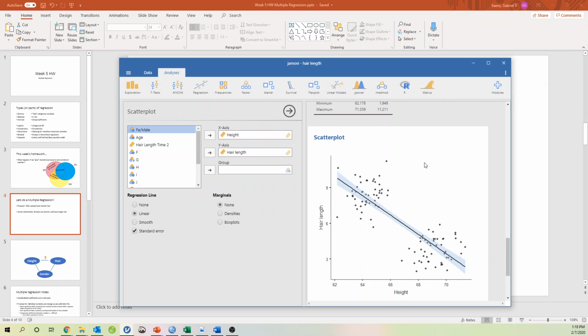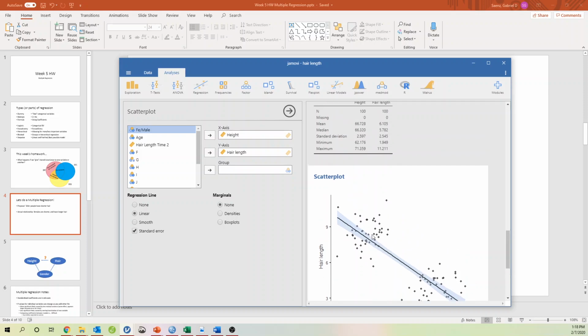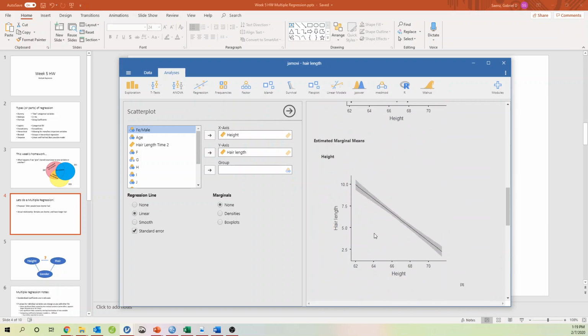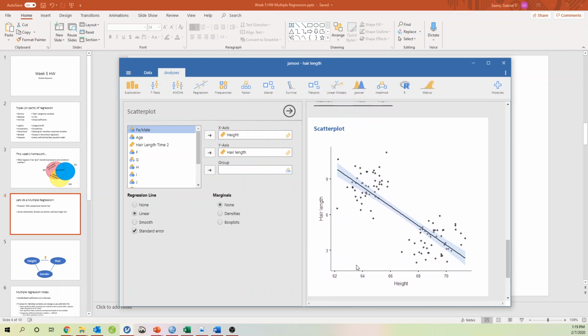Well, I can tell you that this is data from girls and boys. The girls have longer hair, boys have taller height. And so, yes, there is a negative correlation going on here. Yes, there is a significant, strong thing happening. The taller you are, the more likely you are to have shorter hair.